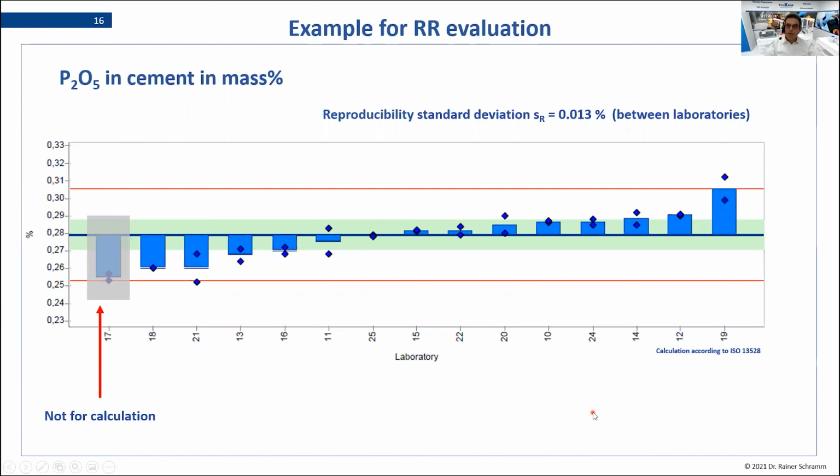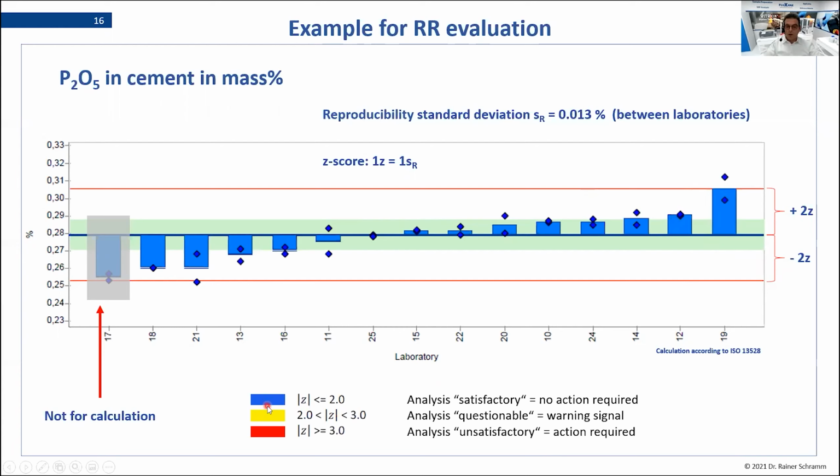So there's another parameter we have to discuss, and this is the Z-score. The Z-score is defined as one reproducibility standard deviation, and this is then used to check how you perform in this study. And the red lines you see here, this is 2 times the standard deviation, 2 times this reproducibility standard deviation from the mean value. And within this, you see that all these values are marked blue. So Z is then 2, and if Z is below 2, we call this a satisfactory result.